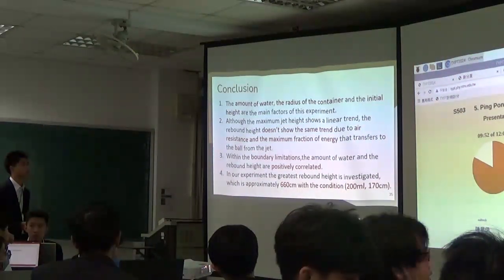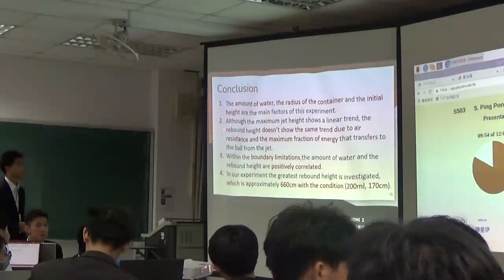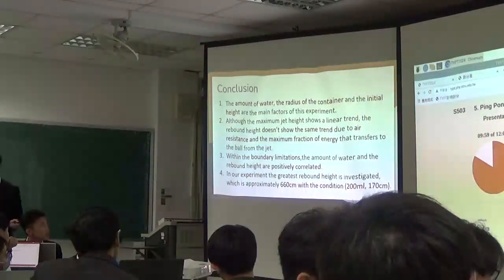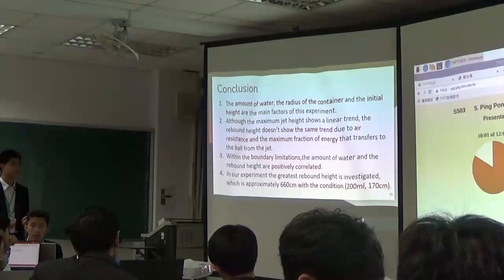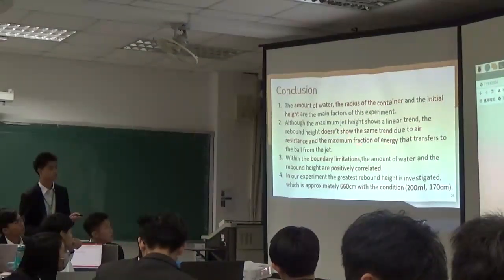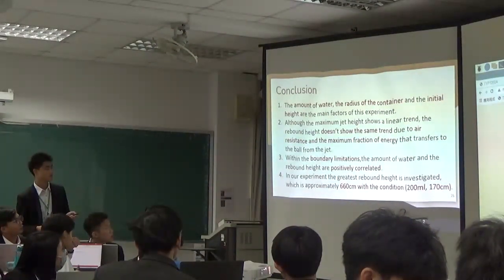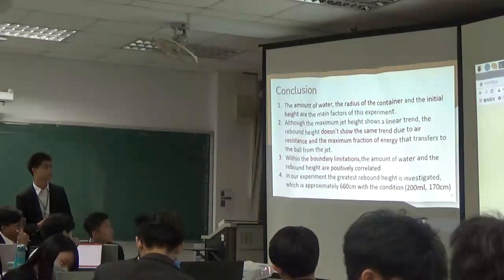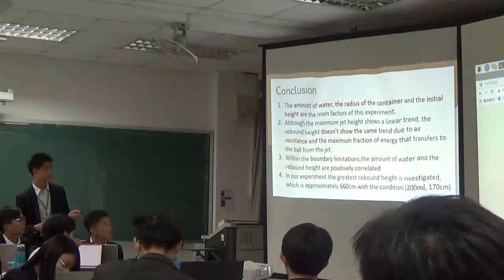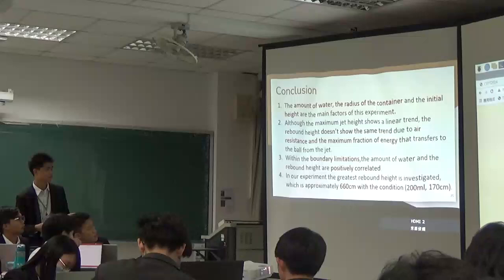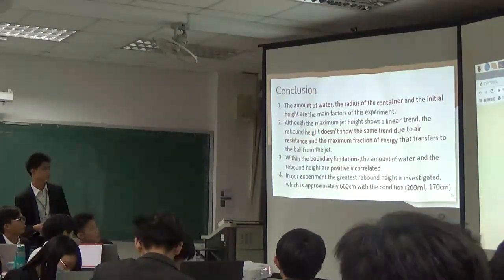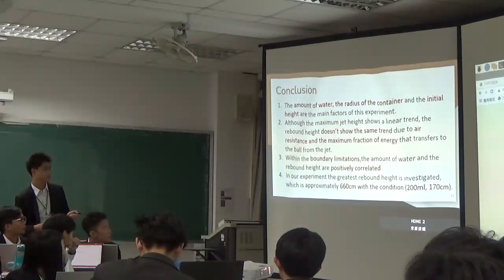Okay, now in our conclusion, the amount of water, the radius of the container, and the initial height are the three main factors of this experiment. And although the maximum height shows a linear trend, the rebound height doesn't show the same trend, because I think that air resistance and maximum fraction of energy will be impacting the result. So it wouldn't be the same.